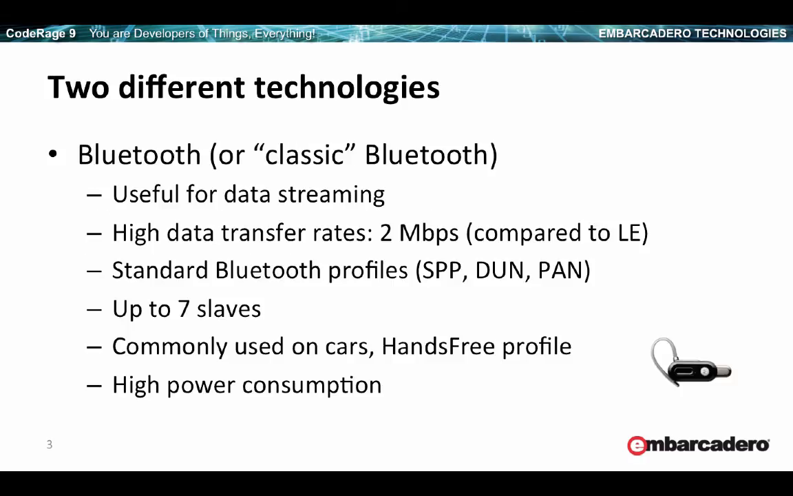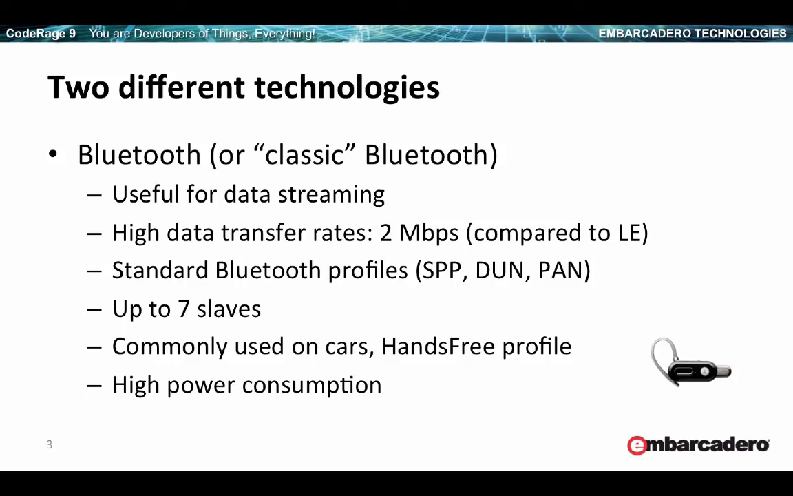First of all, there are two different technologies under the brand Bluetooth, the classic one and the newer BluetoothLE, low energy. Each one has some pros and cons. We have used classic Bluetooth for years in our phones and cars to stream music, for instance. This is the main advantage of the Bluetooth technology. It's useful for data streaming. It has high data transfer rates, around 2 megabytes per second. Well, it's a high data transfer rate compared with BluetoothLE.